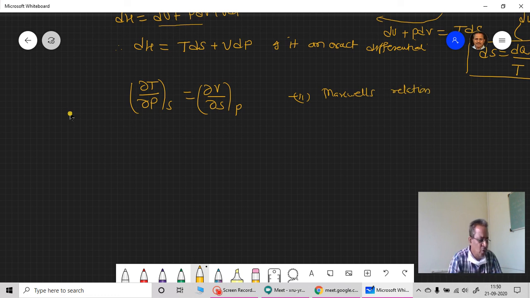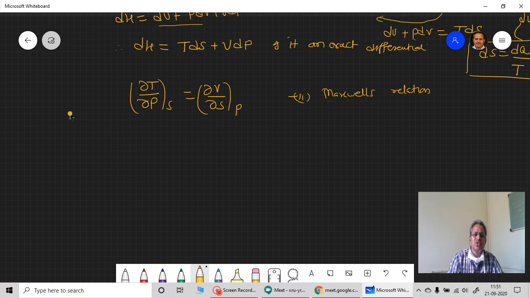H is given as U plus PV, so its differential is taken. Out of that, this dU plus PdV is found to be TdS according to the first law of thermodynamics. Therefore, dH can be written as TdS plus VdP. Provided this dH is an exact differential, then the right hand side must satisfy the condition for an exact differential, that is the partial differential of T with respect to pressure at constant entropy is equal to the partial differential of volume with respect to entropy at constant pressure.